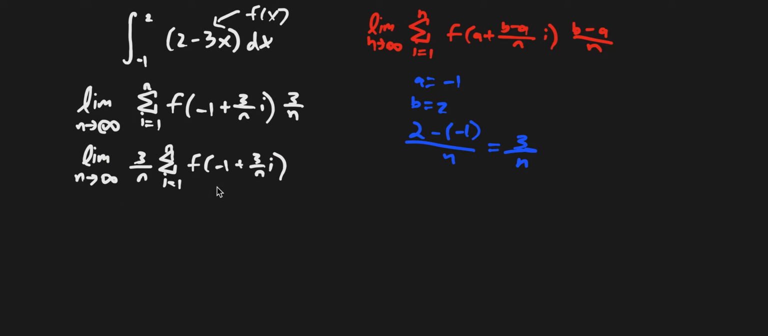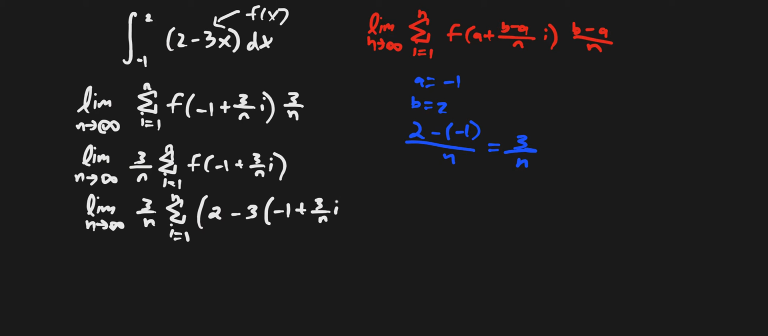Now we can simplify this by plugging this value in for x, because we have the original function. So let's do that. This is going to be the limit as n approaches infinity, and I'm going to be writing this many times, of the summation i equals 1 to n of 2 minus 3 times (-1 plus 3 over n times i). Okay, now we need to simplify.